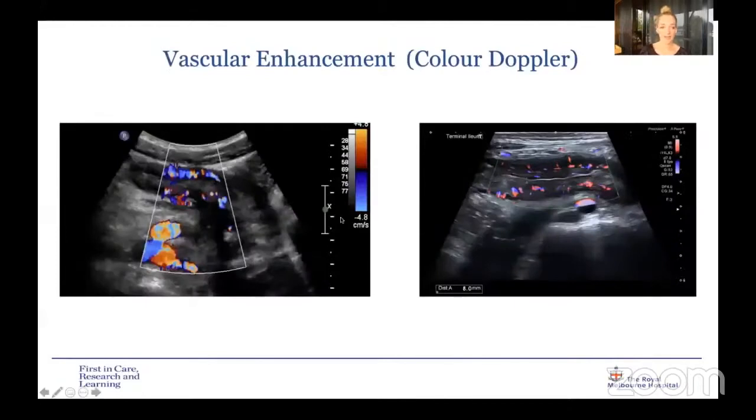When we look for vascular enhancement, we put the Doppler on. This has to be standardised, but as you can see, there's increased blood flow into that bowel wall, which is significant. Again, this is a girl I did last week, and you can see there's quite significant blood flow in that submucosa, which reflects active inflammation.